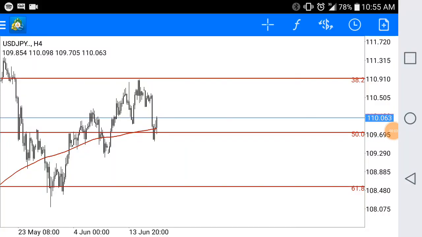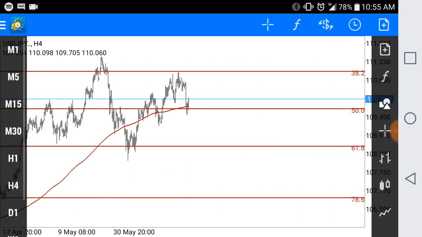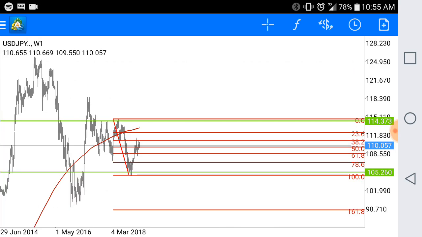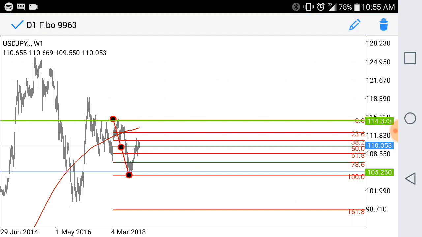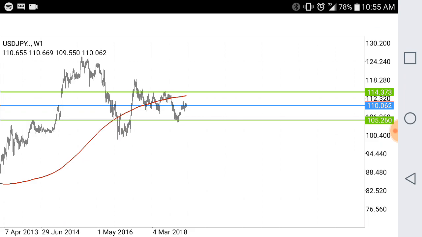This is Sanchez here. Gonna go ahead and show why I'm about to sell United States versus the Japanese yen. Alright, let's briefly look at the weekly chart. It's where we're gonna start. I'm gonna delete everything that I've done already, which was my Fibonacci.